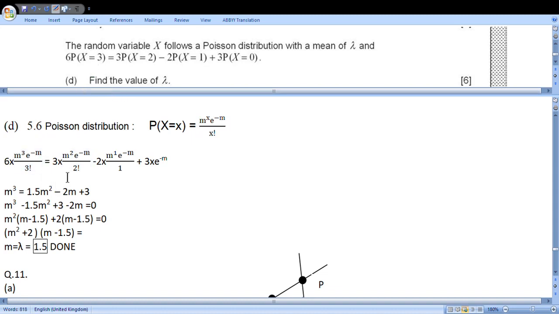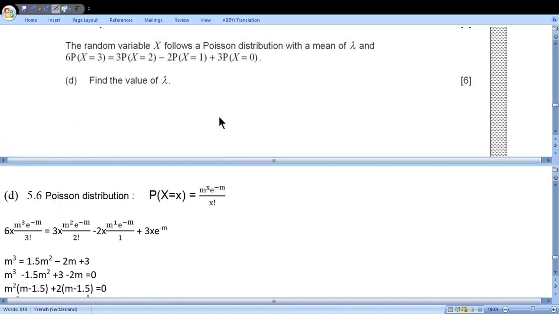and we simplify by e to the minus m power. As a result, we get a cubic equation, out of which we can extract the factor m minus 1.5, and we realize that this expression is equal to 0 only when m, or lambda, equals 1.5. So this question is done.